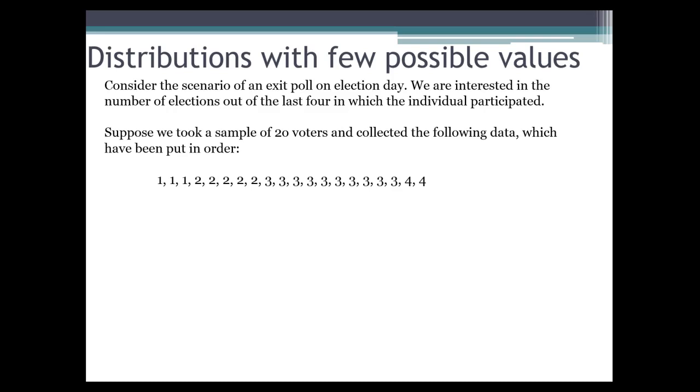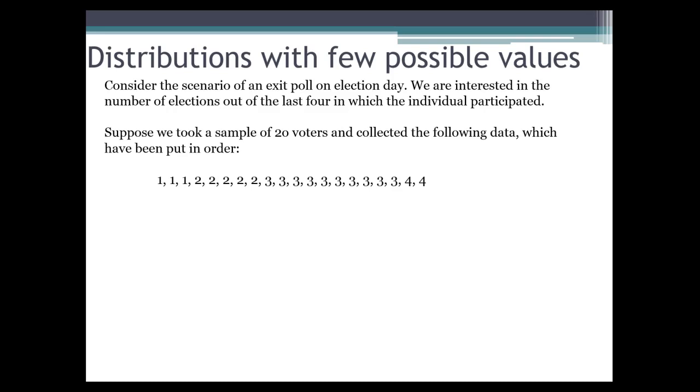So I made up this data where we've got an exit poll taking place on election day. And as people come out of the polls, we ask them how many elections out of the past 4 did they vote. So out of a sample of 20, we collected this data. Everybody voted in at least one because they voted in the current one. So we had 3 people who said they voted in 1. We had 1, 2, 3, 4, 5 people who said they voted in 2 elections, etc.